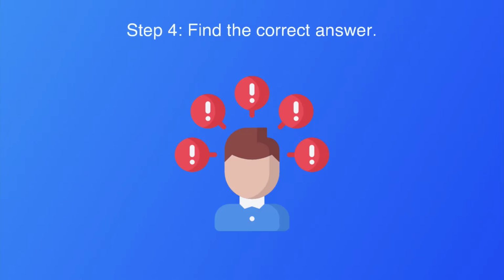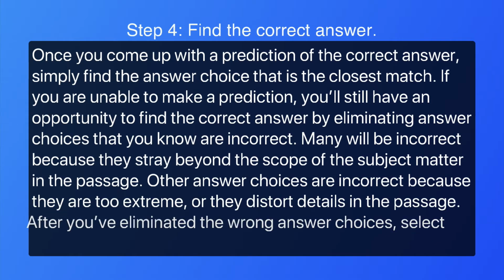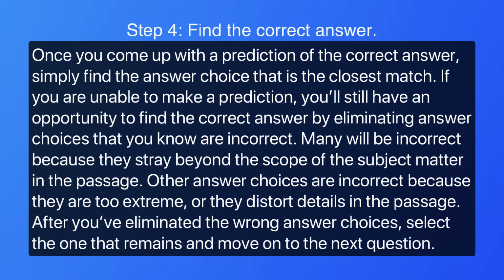Step 4. Find the correct answer. Once you come up with the prediction of the correct answer, simply find the answer choice that is the closest match. If you are unable to make a prediction, you will still have an opportunity to find the correct answer by eliminating answer choices that you know are incorrect. Many will be incorrect because they stray beyond the scope of the subject matter inside of the passage. Other answer choices are incorrect because they are either too extreme or they distort details in the passage. After you've eliminated the wrong answer choices, select the one that remains and move on to the next question.